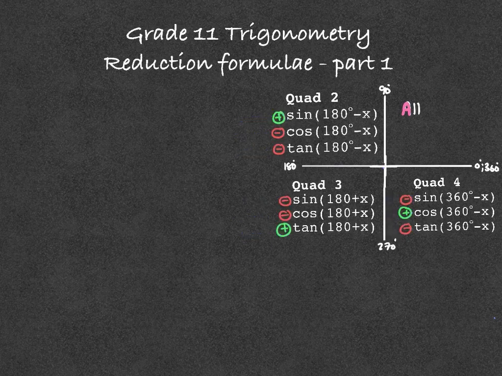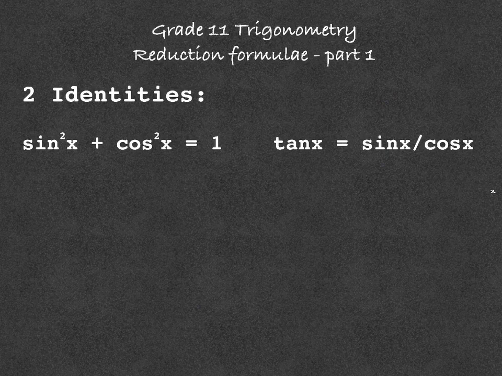All right. Before we move on, I just quickly want to pause. Two very important trig identities that you explored last year, but I just wanted to remind you of those. The first one is sine squared x plus cos squared x is 1, and the second one is tan x is equal to sine x divided by cos x.